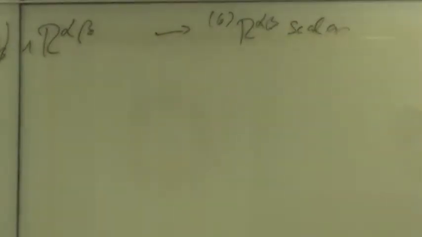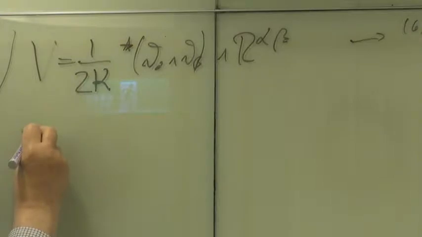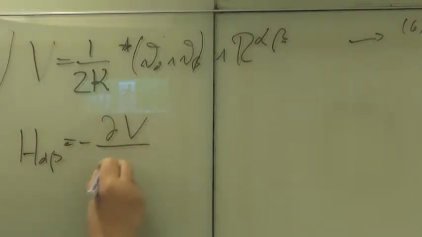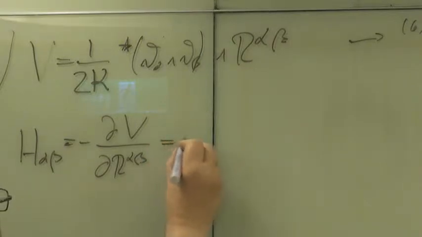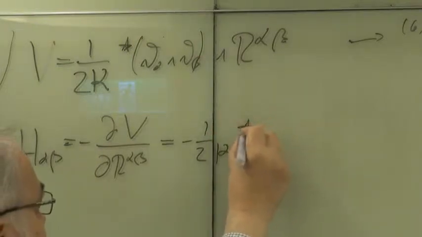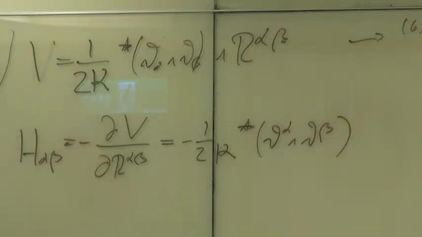And now, of course, you can immediately see, you compute H alpha beta, which is minus the derivative of V over the derivative of R alpha beta. Okay, so you get minus 1 over 2 kappa times star theta alpha wedge theta beta, right? So this is the simplest Lagrangian which doesn't contain explicitly the torsion. And you substitute it here in the field equation. This is a simple thing.